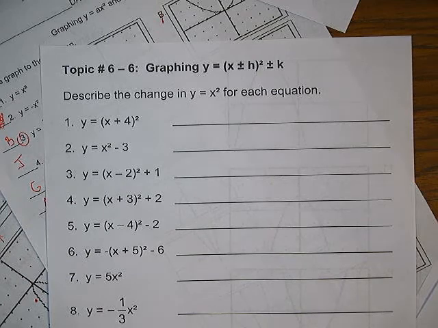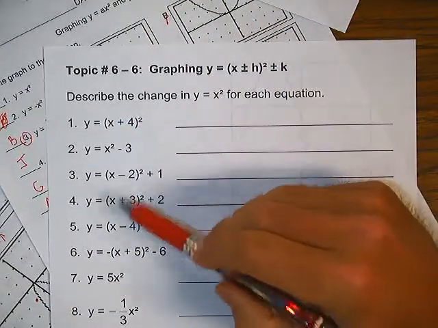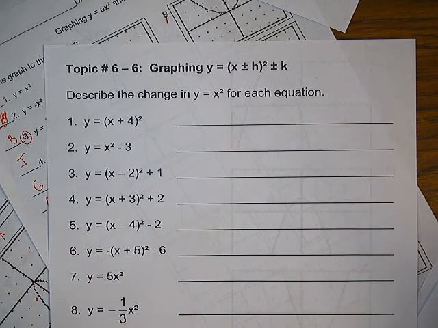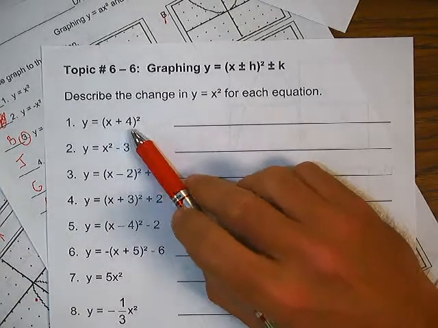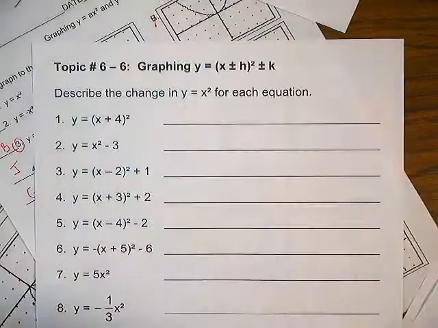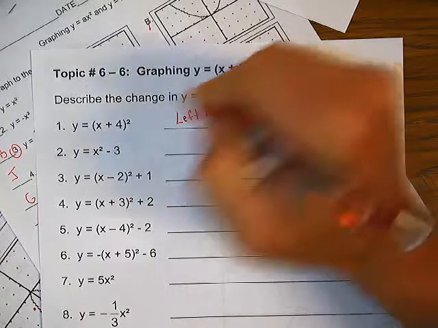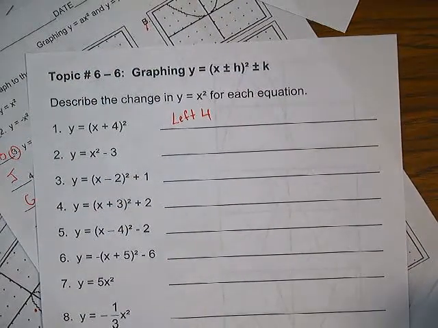One thing I will stress: anytime you have parentheses, that's going to move the graph either left or right. The +4 in parentheses will move it where? Left how far? Left 4. Are there any other changes on number 1?